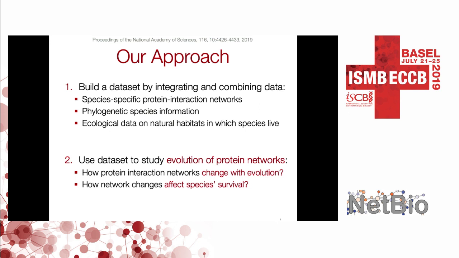In the first step, we constructed a data set by integrating and combining data on species-specific protein interaction networks, evolutionary information of species, and ecological data on natural habitats in which species live. And secondly, we will use that data to study the evolution of networks, in particular asking how those networks change with evolution and what kind of impact they have on species survival.